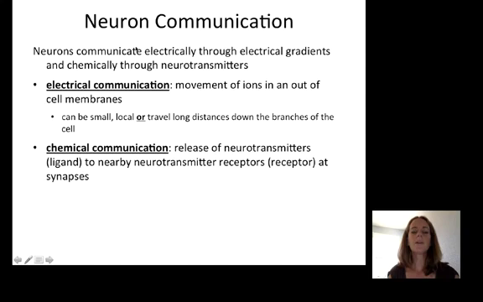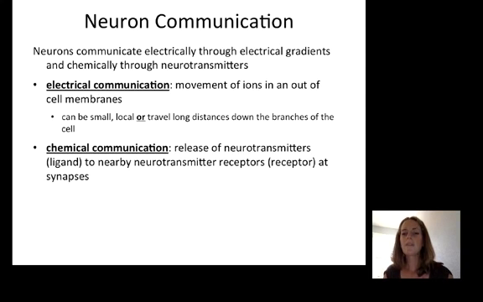Okay, so today we're going to focus on electrical communication in this lecture. The next lecture will be chemical communication. But neurons can communicate both electrically through electrical gradients and chemically through neurotransmitters. Electrical communication happens through the movement of ions. Do you guys remember what ions are? Ions are charged molecules. So for example, a sodium ion has a +1 charge. A potassium ion has a +1 charge. A chloride ion has a -1 charge.